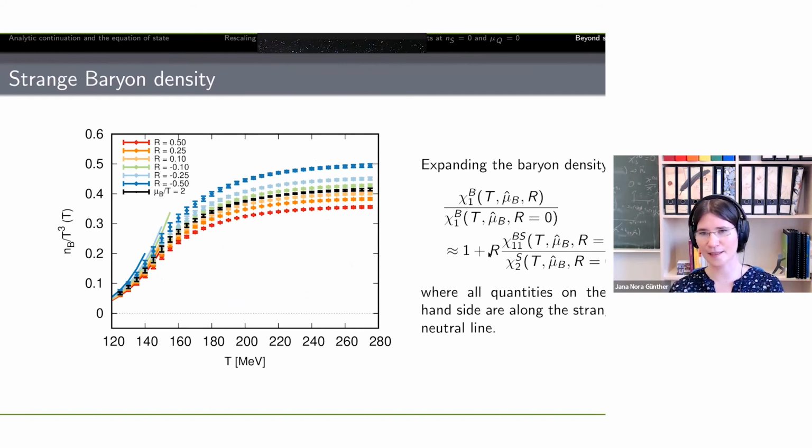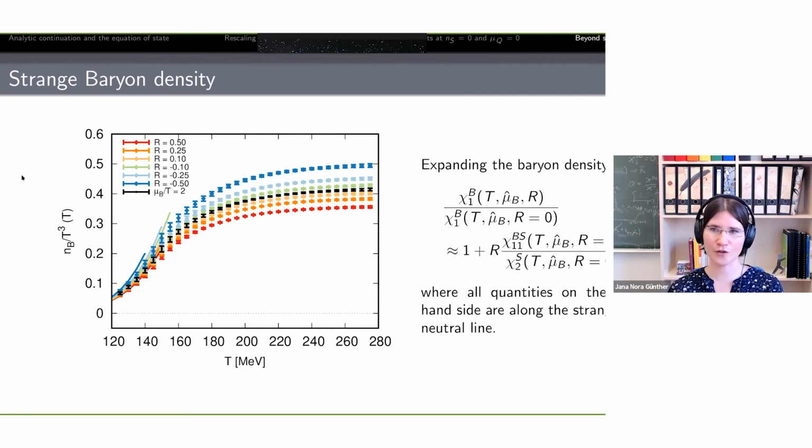This can be expanded in R. And then here, compared to our strangeness neutral results for mu b over T equals 2, we can show here what happens if we introduce some strangeness away from that.